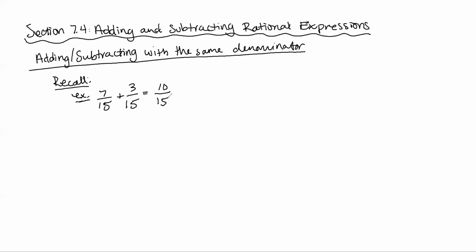And then we always want to reduce or simplify. So these are the same steps we'll take with rational expressions. Now, if we go ahead and reduce this, we can divide both of these by 5, and we get 2/3. So let's go ahead and look at what this looks like with rational expressions.